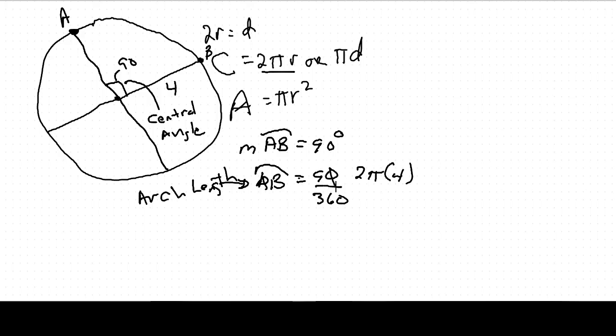So we reduce the fraction, and that would give you 1/4 there. And then we multiply those together, and that gives you 8 pi. And then you reduce the fraction there. So that's going to be equal to 2 pi. That would be the arc length for AB.